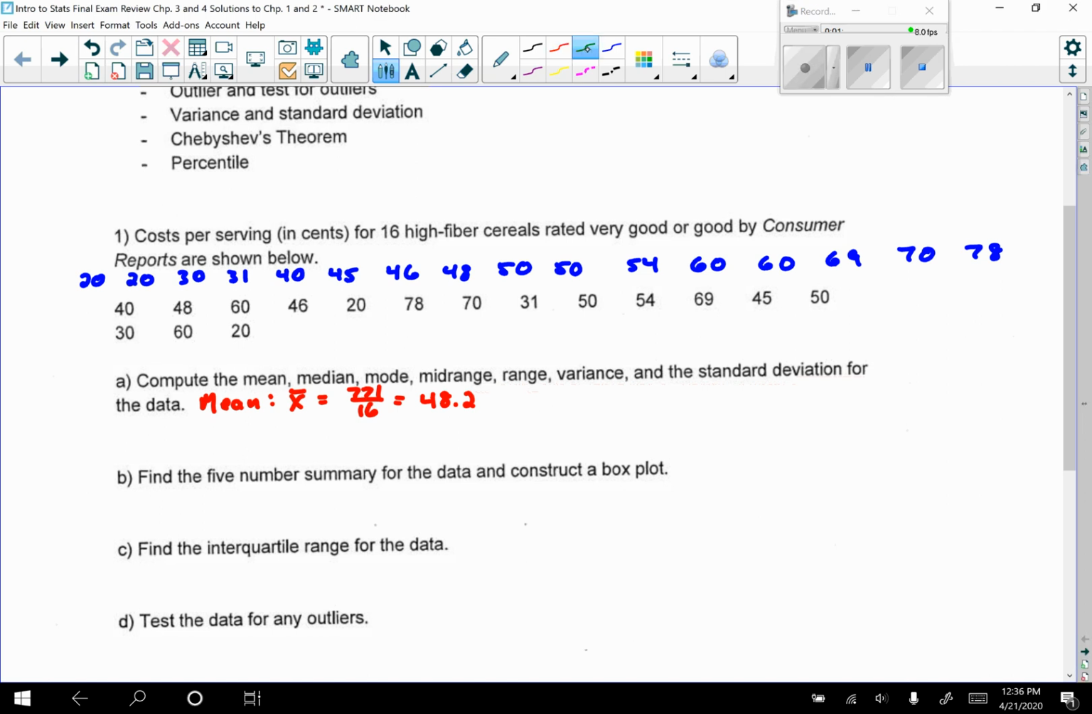The median would be the middle number, so we have an even amount here. So I'm going to count just 8 from the right and then 8 from the left, and it puts us right here in the middle. So we would take the average of 48 and 50, so our median is going to be 49.